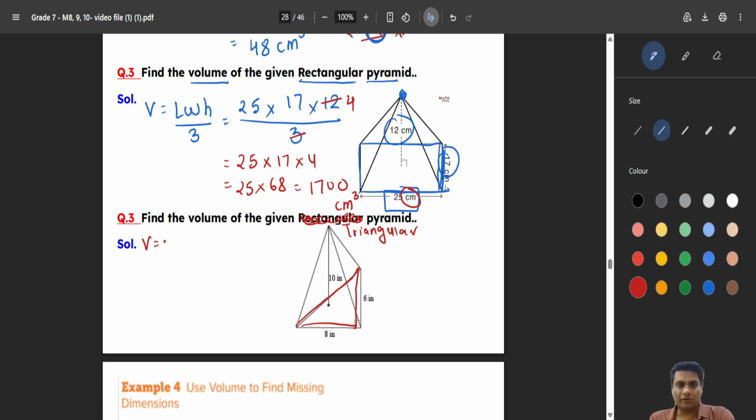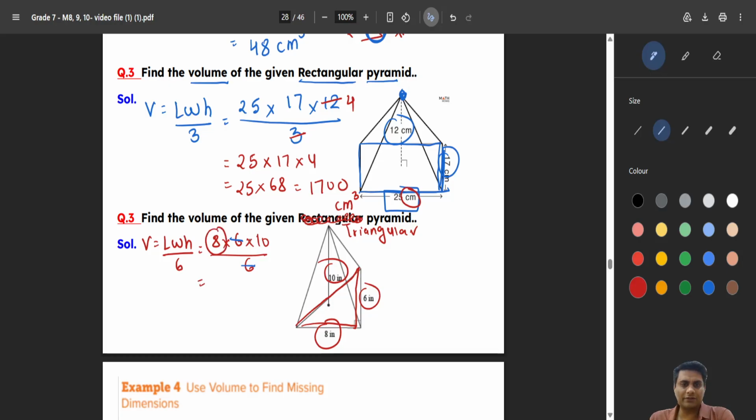The formula was length times width times height divided by 6. Now, what is the length, width and height? Length 8, width 6, height 10 divided by 6. Now, as you can clearly see, I can do 6 divide 6. That is 1. No need to write anything.